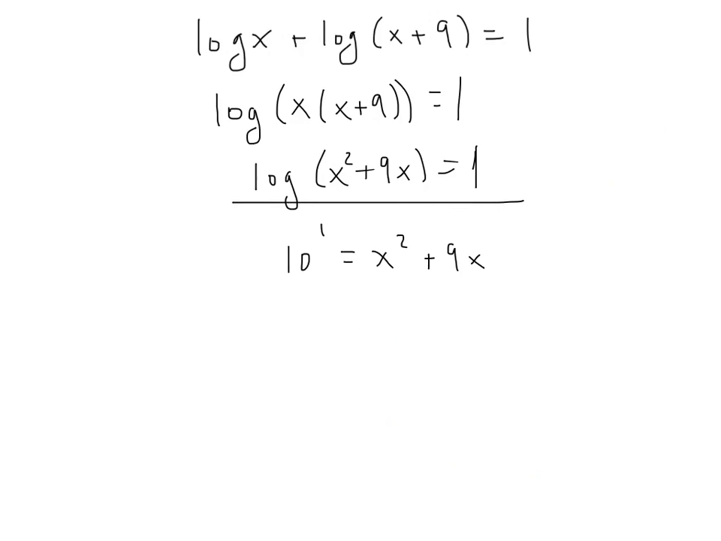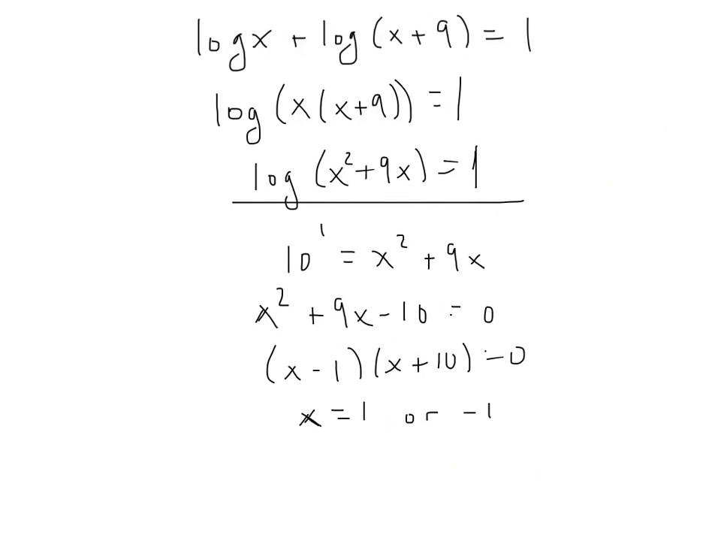Well, now I've just got a normal quadratic equation, and I can say this is the same as x squared plus 9x minus 10 equals 0, and so that's x minus 1 times x plus 10 equals 0, factoring, and so I get x equals 1 or negative 10. Now with these where we have this quadratic situation arising, we always need to check our answers because they don't always work. So let's start with x equals 1.